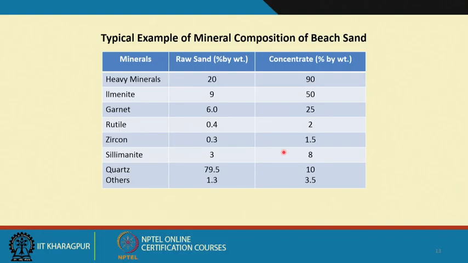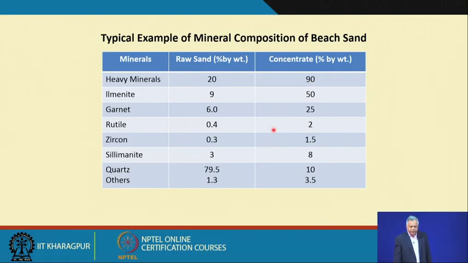Typical example of mineral composition of beach sand, if you are interested to know: heavy minerals are around 20% in a raw sand, in a concentrate it is around 90%, and you have different proportions of ilmenite, garnet, rutile, zircon, sillimanite and quartz and others like that.